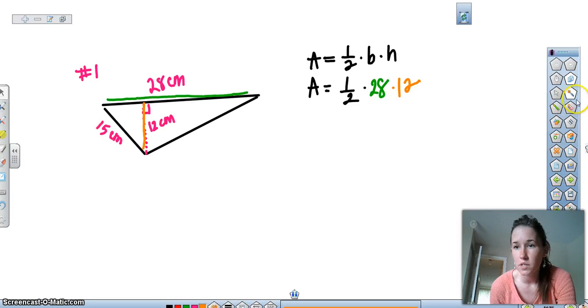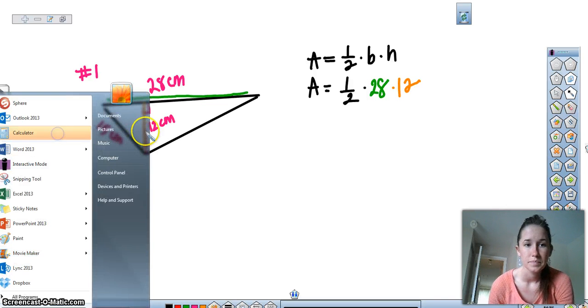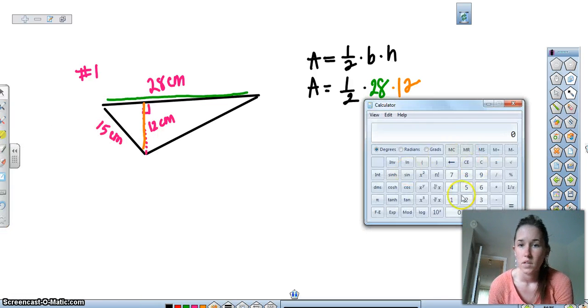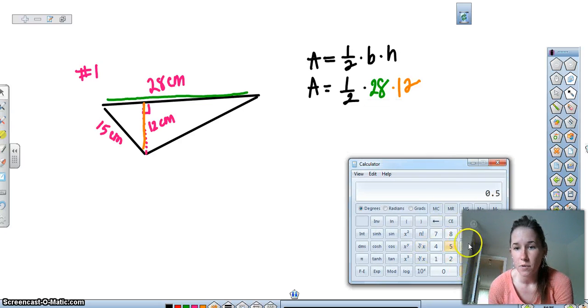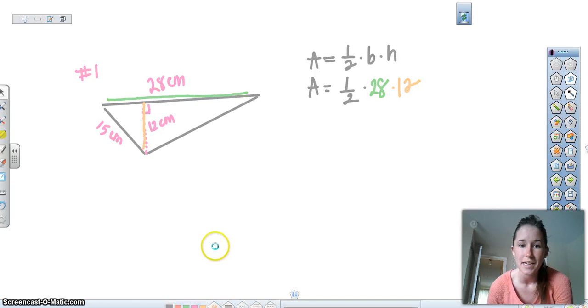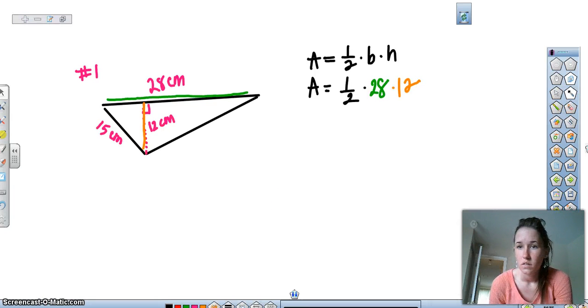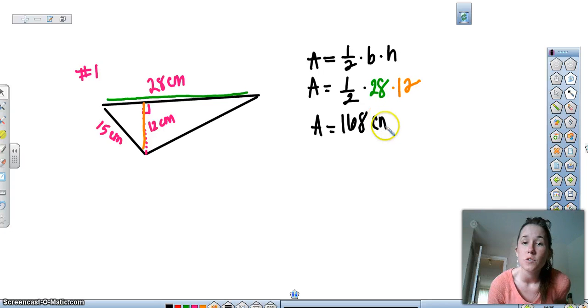Okay, so we would do 1/2 times 28 times 12. And you can use a calculator. Just type in 0.5 for 1/2 times 28 times 12. So we say the area is 168. And then to label this, we would label centimeters squared because we are finding the area.